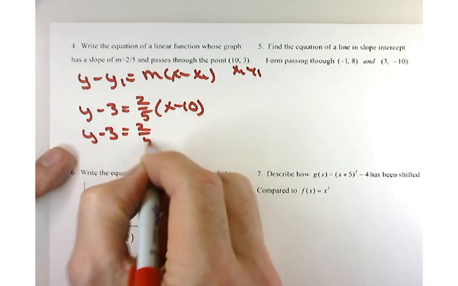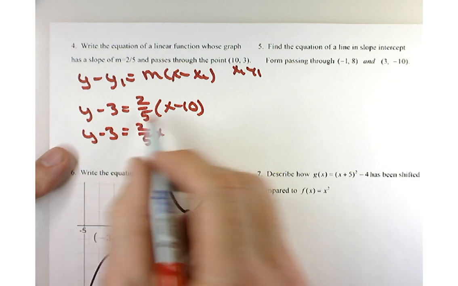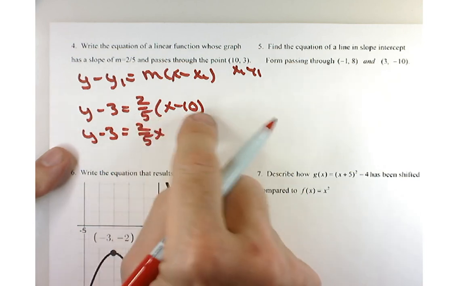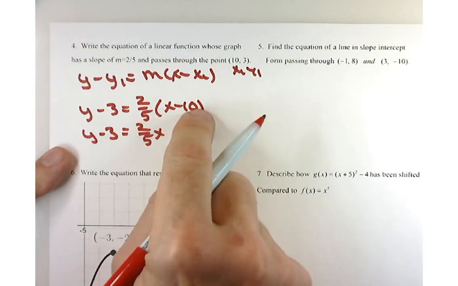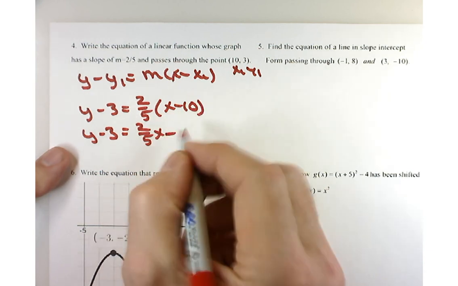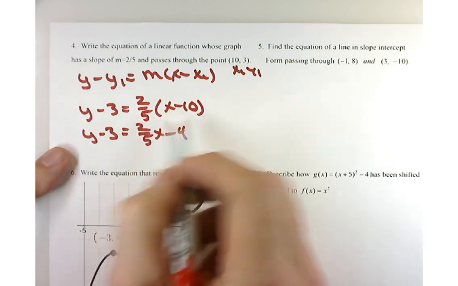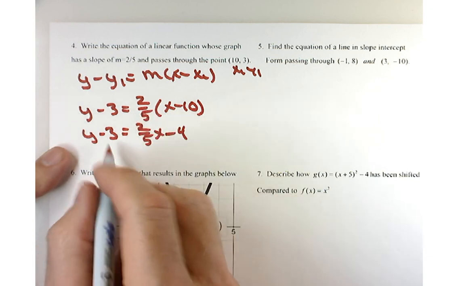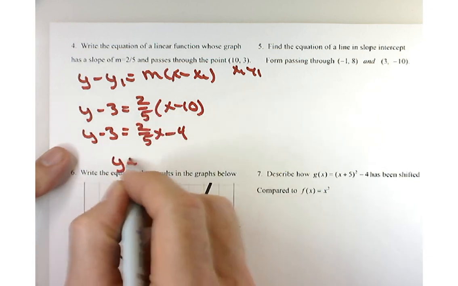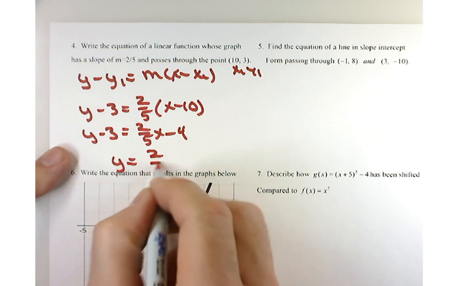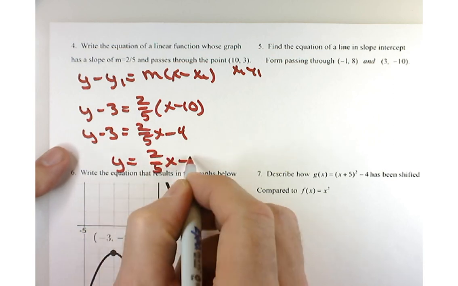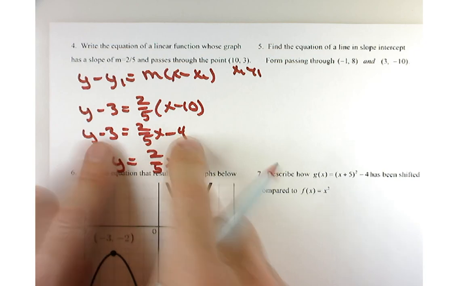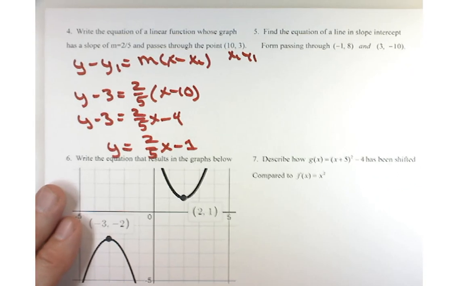It's just 2/5 x. 2/5 times 10. The 5 is going to cancel into the 10 how many times? 2. And then 2 times 2 is 4. You can also do that on your calculator, that's fine. If I add 3 to both sides to put it in slope-intercept form, I end up with 2/5 x minus 1 when you add the 3 to both sides. So, how many people got that one?